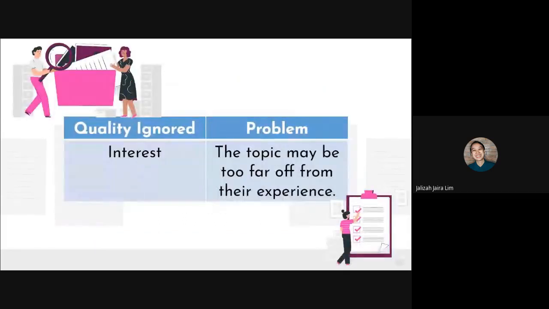Now, according to this one, the interest is being ignored, so it might not be too interesting for other people. But in any case, we can also consider how novel it is, because this particular topic has always been evaluated as well, has always been looked into.